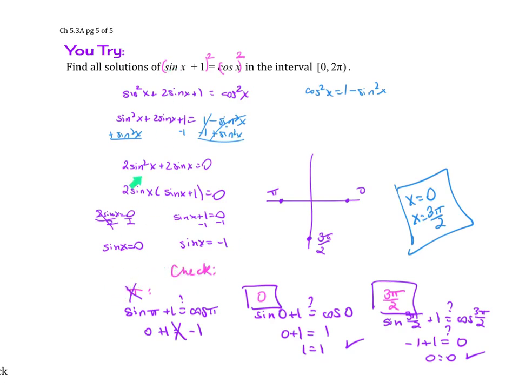I checked pi in the original, and I got 0 plus 1 equals -1, so that is not true. I checked sine of 0: sine of 0 plus 1 equals cosine of 0, and that is true. Then I checked 3 pi over 2 in the original, and I got 0 equals 0, which is true. So therefore, the only solutions are x equals 0 and x equals 3 pi over 2.